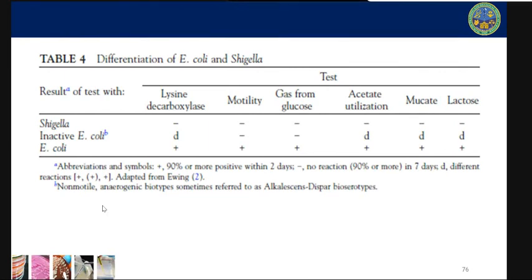But there's one that is not common, actually the mucate utilization. If you look at motility, E. coli is positive, while Shigella is negative. D stands for variable, so it may be positive or negative. If this is the case, you add an additional biochemical panel to further look into what particular genus you will be having.